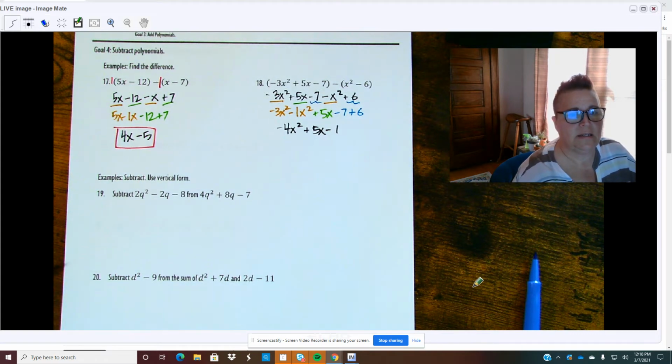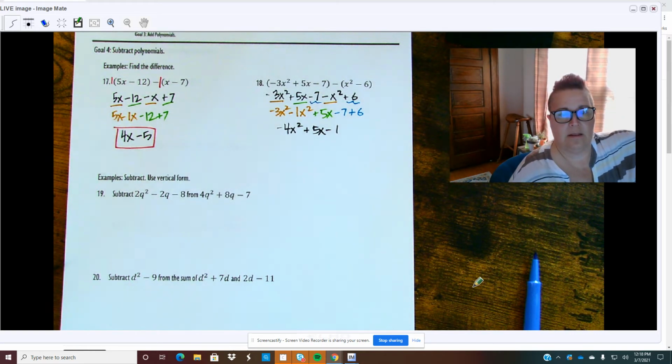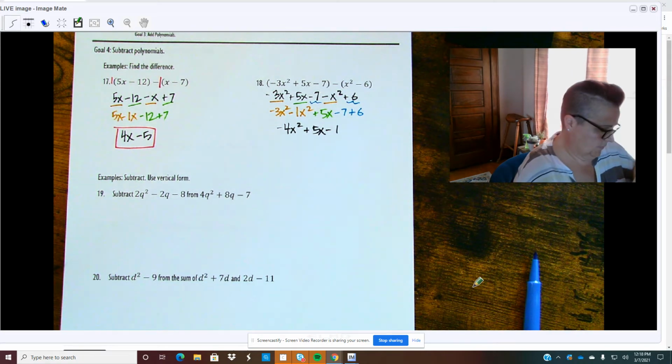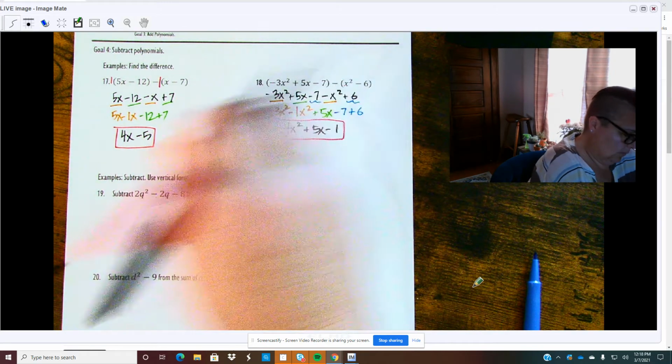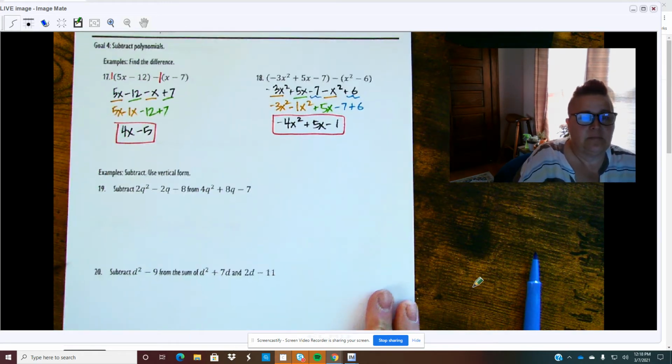Oh, this light needs to come on. Oh. Okay. I'm just going to put a red box around that and go. Red box it, and we're done.